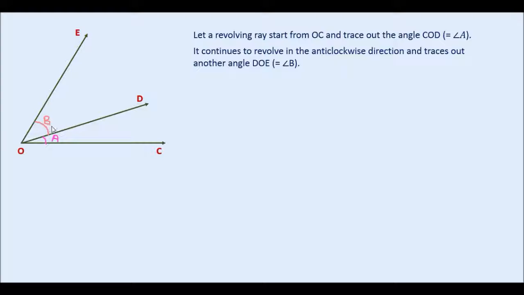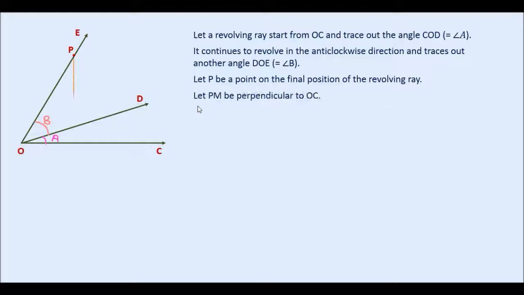DOE, this angle is equal to angle B. This is the final position of the revolving ray. Okay? Let E be a point on the final position of the revolving ray. Now these two angles taken together will be the sum of angle A plus B. And we have to find the trigonometric ratios of these two angles taken together.